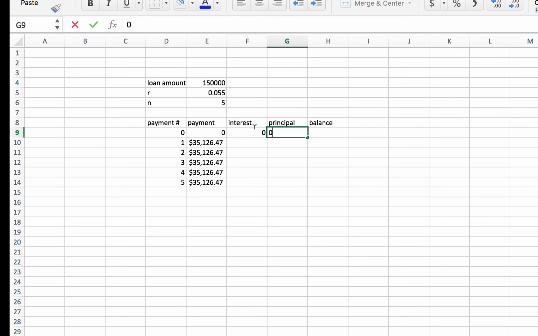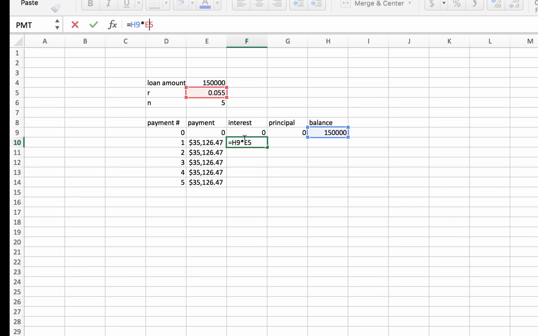Again, we're not having a payment in year 0, but we'll use that row to set up our balance. So we've got a $150,000 balance before we make any payments. Before we pay anything, we owe them $150,000. We multiply that by our interest rate. So of that $35,000 that we're paying the bank in this period, $8,250 is for interest.